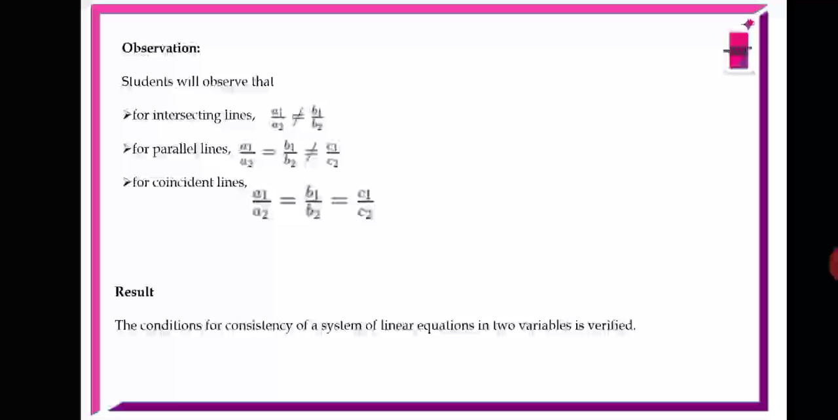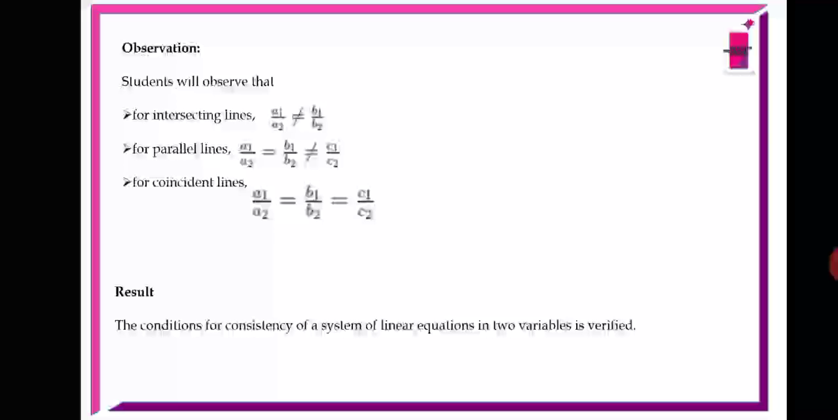Now obtain the condition for two lines to be intersecting, parallel or coincident from the observation table by comparing the values. Now we are going to compare a1 by a2, b1 by b2, c1 by c2, and write the conditions in this observation table. What you observed: for intersecting lines, a1 by a2 is not equal to b1 by b2. For parallel lines, a1 by a2 equal to b1 by b2 but not equal to c1 by c2. For coincident lines, all three ratios are the same.